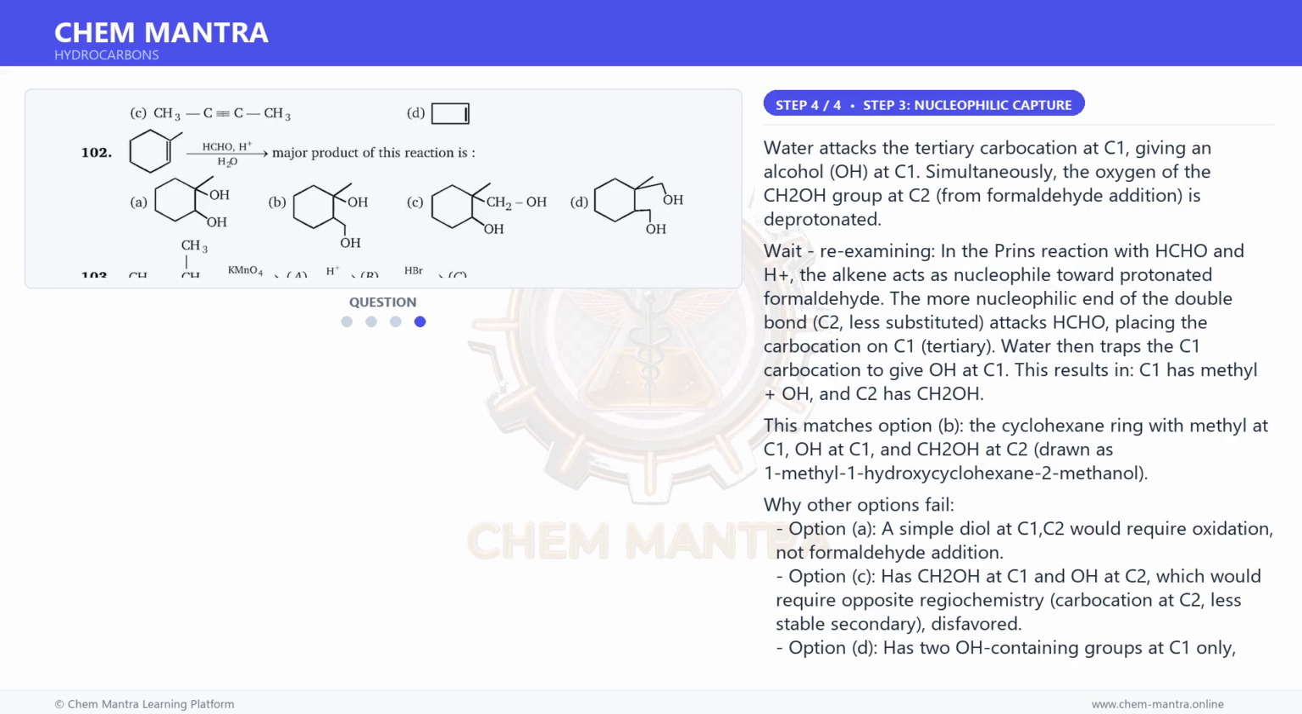And for the final step, water attacks the tertiary carbocation at C1, giving an alcohol, OH, at C1. Simultaneously, the oxygen of the CH2OH group at C2 from formaldehyde addition is deprotonated. Wait, re-examining, in the Prins reaction with HCHO and H+, the alkene acts as nucleophile toward protonated formaldehyde.